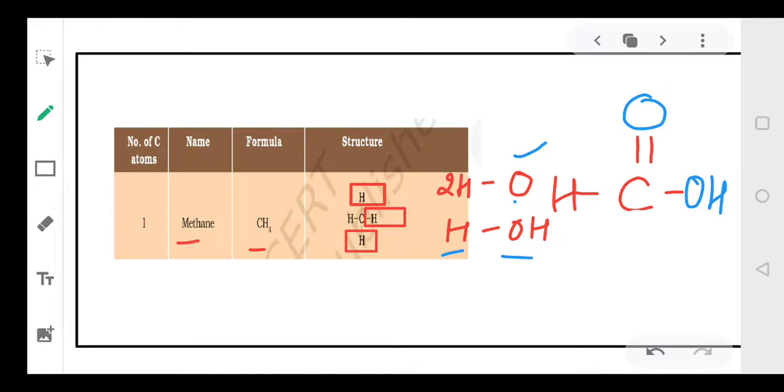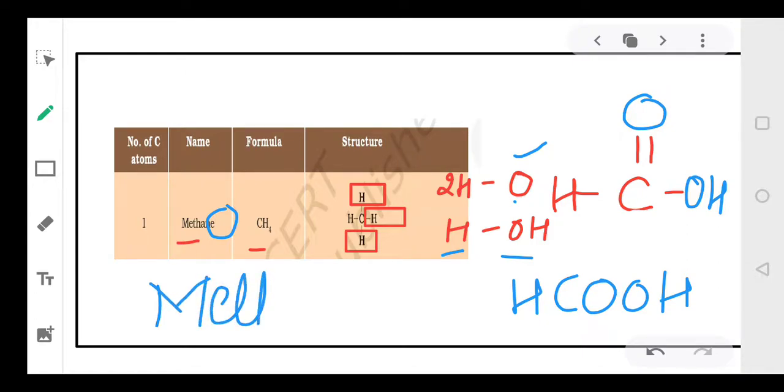Now we can represent this compound as HCOOH. This is the formula. Now let's name this compound. Instead of E, we should write oic acid. So the name of this compound is methanoic acid. Right, everyone? This is called methanoic acid.